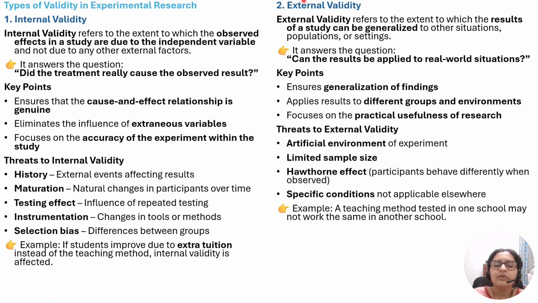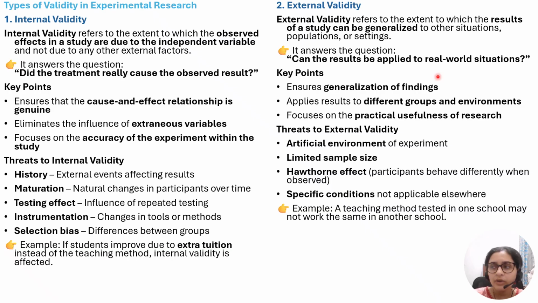Okay, then what is external validity? External validity refers to the extent to which results of a study can be generalized. Generalized means it can be extrapolated outside the research work also, to other situations, populations, or settings. Okay, this question you see: can the results be applied in real world situations also?